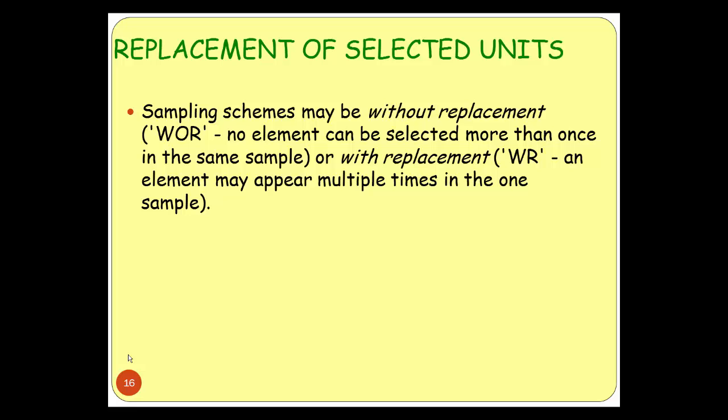We have to consider the replacement of selected units. For example, if we catch fish, measure them, and immediately return them to the water before continuing with the sample, this is a WR design. This means with replacement. So just like in elementary mathematics, we have to consider with or without replacement in regards to a sample.